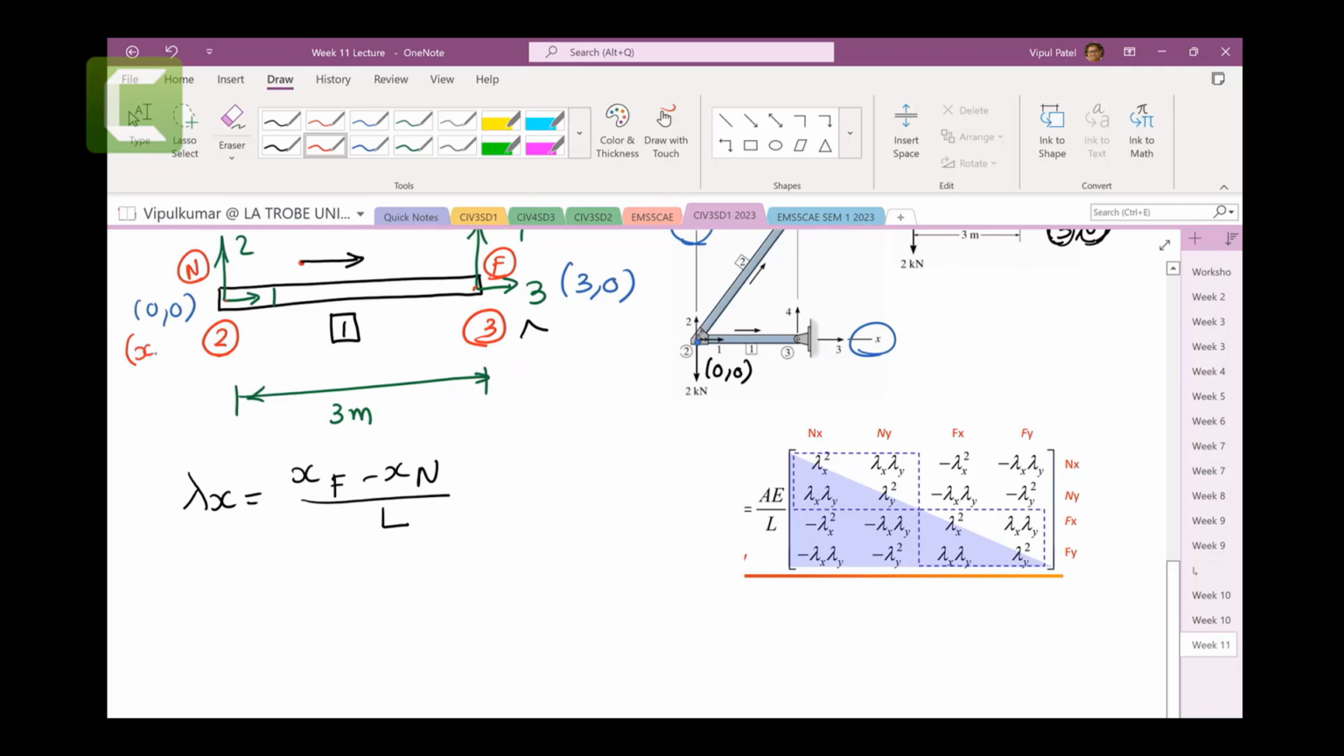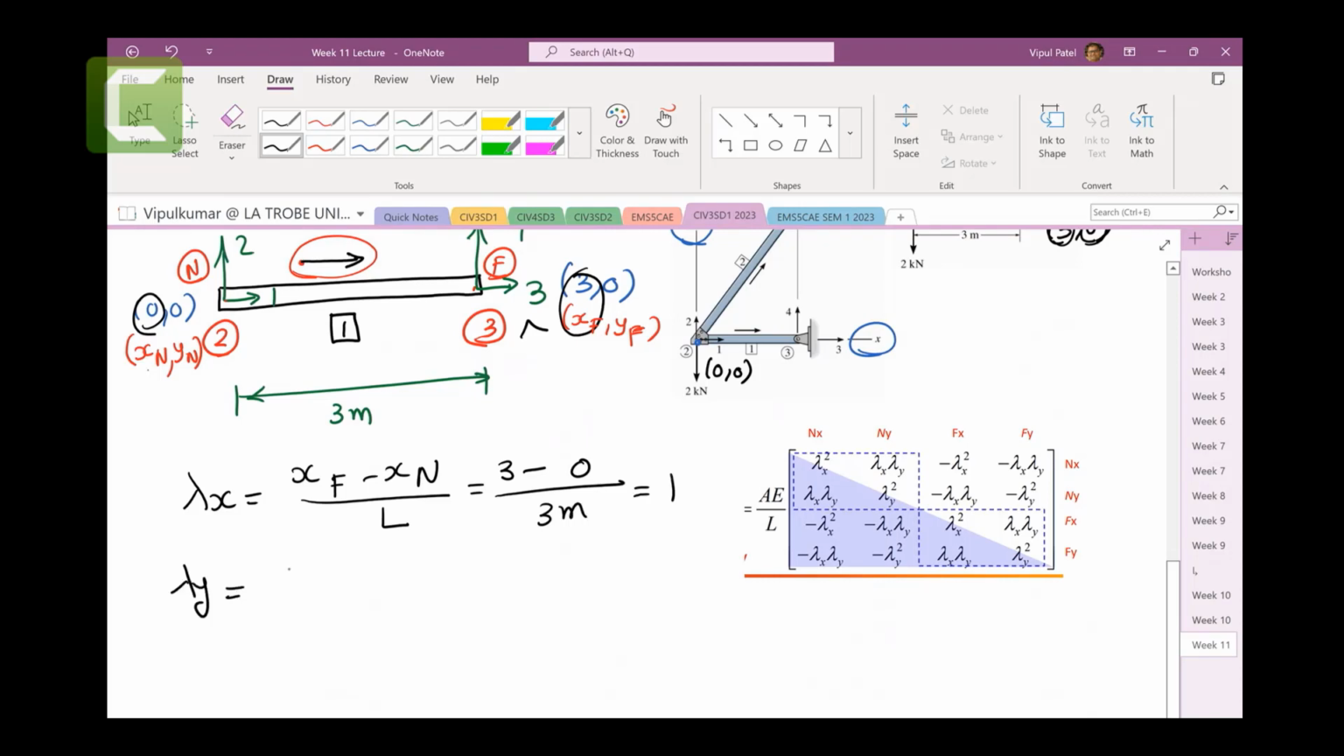So I can say that this is the x near node coordinate, y near node coordinate. This one is the x far coordinate, this is y far coordinate, right? So these arrows are telling me which one is the near node and which one is the far node, and that is x far, y far, x far, y far, right? So now we can plug in the values. X far is 3. X near is 0. Over length 3 meters. So lambda x is equal to 1.